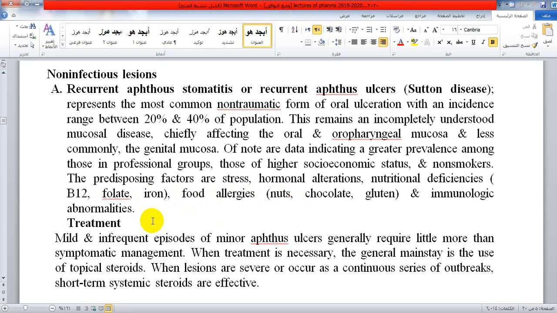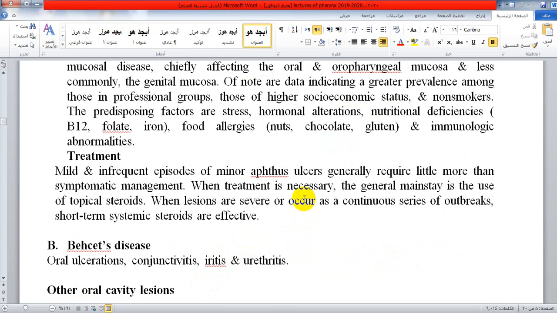Treatment: mild and infrequent episodes of minor aphthous ulcers generally require little more than symptomatic management. When treatment is necessary, the general mainstay is the use of topical steroids. When lesions are severe or occur as a continuous series of outbreaks, short-term systemic steroids are effective. Behçet's disease: oral ulcerations, conjunctivitis, iritis, and urethritis, and sometimes associated with sensorineural hearing loss.